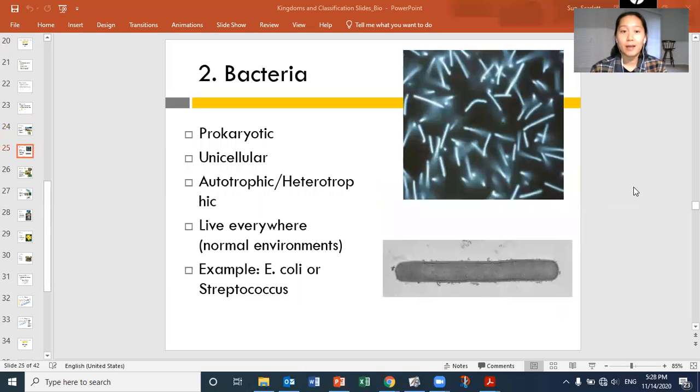The other domain is bacteria. Bacteria are also prokaryotic, which means that they don't have nuclei. They are unicellular, which means they're also microscopic, so you can only see them when you're using a microscope. Some of them are autotrophic and some of them are heterotrophic, and they live everywhere that we would live, in normal environments. That's why bacteria tend to infect us and organisms that live in normal environments, because they also live in the same area. Examples are E. coli, which is found in your intestines and in poop, and streptococcus, which causes strep throat when you get sick.